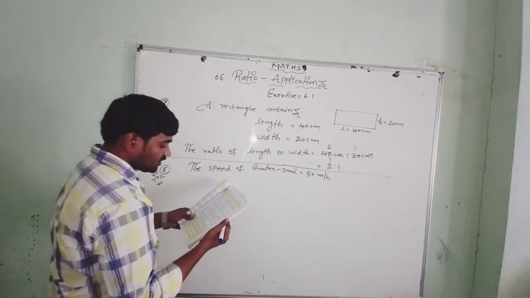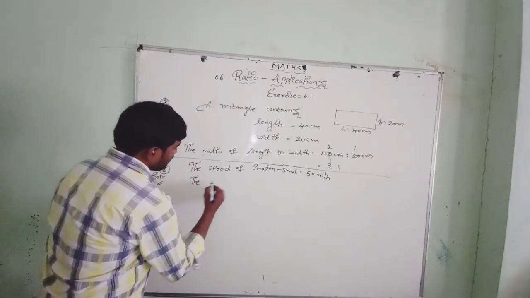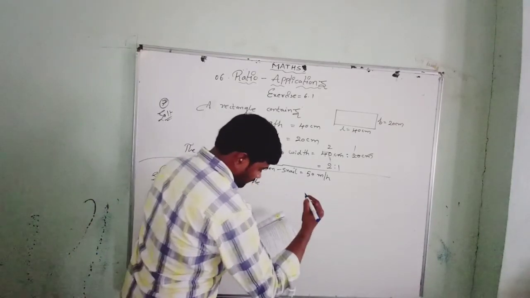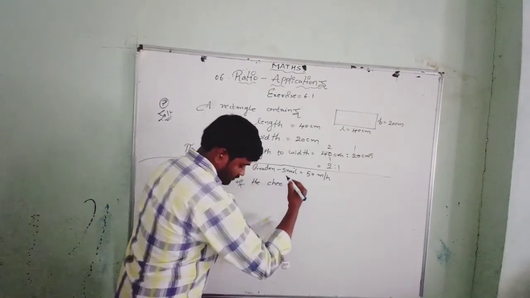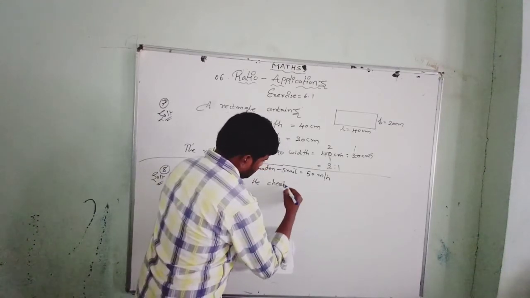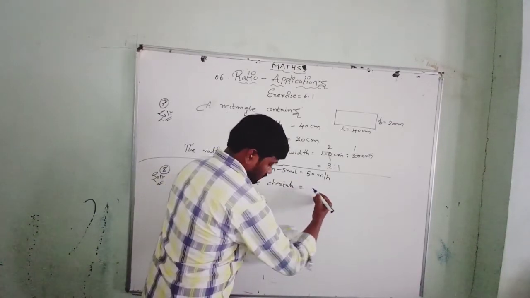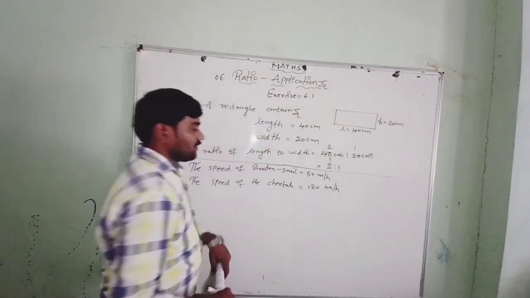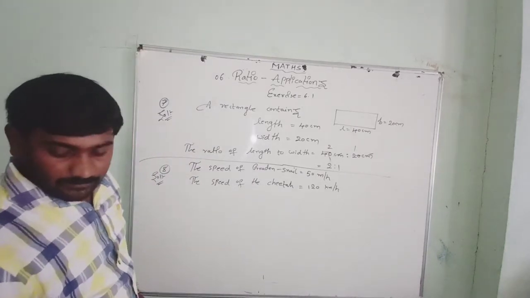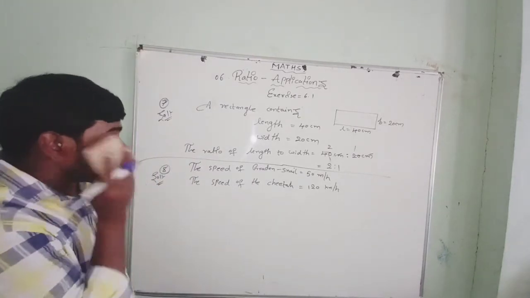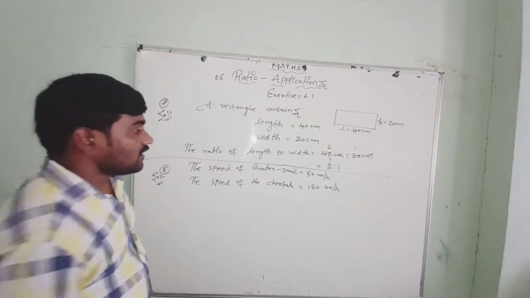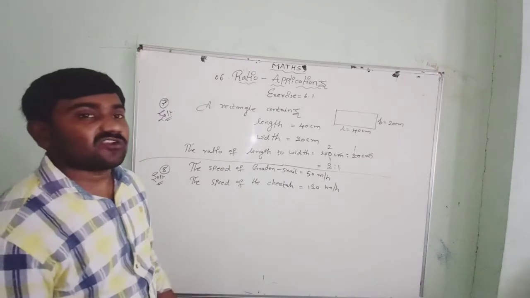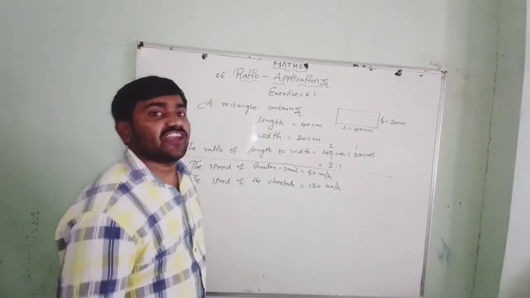Then the speed of the cheetah is equal to 120 kilometer per hour. 120 kilometer per hour. So the speed of the cheetah and the speed of the garden snail. Now can you form a ratio here? Find the ratio of the speeds. We have to find out the ratio of the speeds. When can we form a ratio?